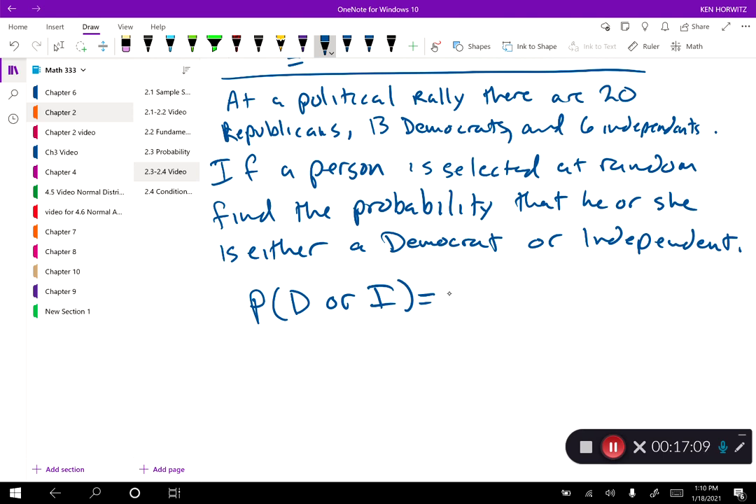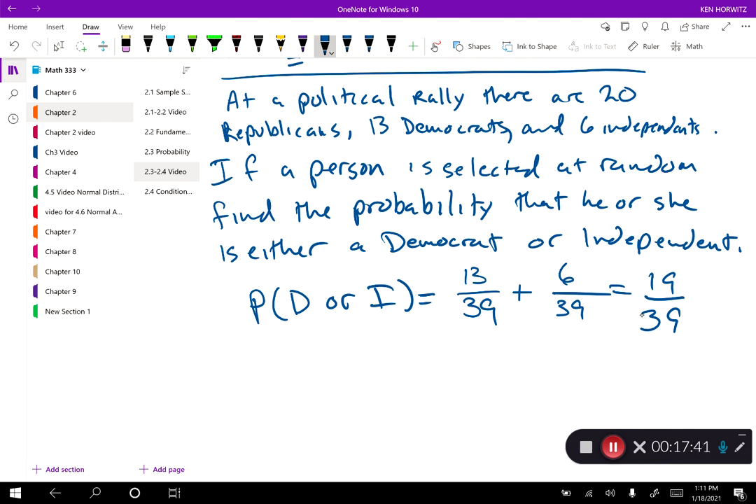So if I add up 20 plus 13 plus 6, I get 39. So there are 39 total people in this room, and 13 of them are Democrats. So 13 out of 39. And for Republicans, it's still out of 39, but there's only 6 of them. So I would say once you add them together, it would be 19 out of 39.